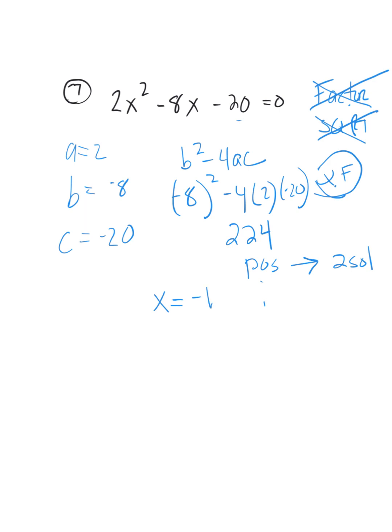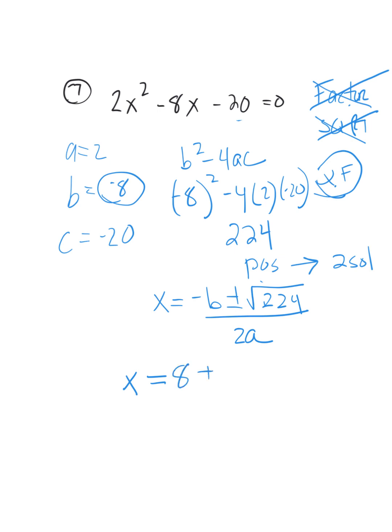So remember, the quadratic formula is the opposite of b plus or minus the square root of the discriminant, which we just found is 224, divided by 2 times a. So I'm going to substitute in x equals the opposite of b. B is negative 8, so I'll put positive 8, plus or minus the square root of 224 divided by 2 times a. Since a is 2, 2 times 2 is going to give us that we're going to divide by 4. And then we're going to go to our calculator to get our answer.